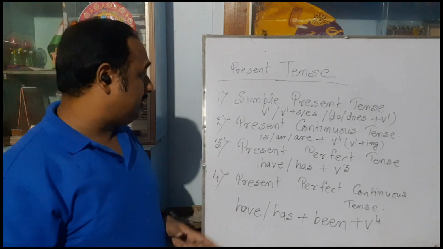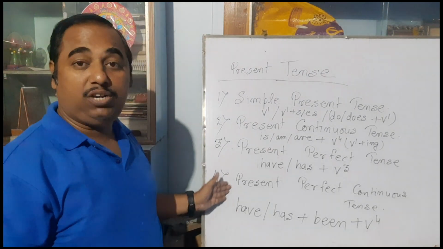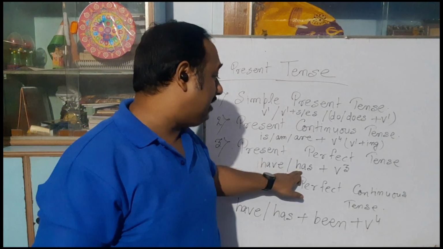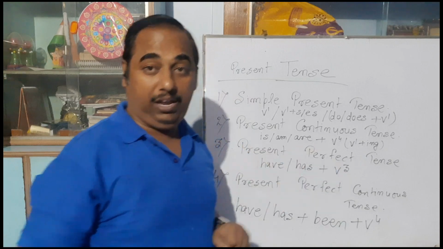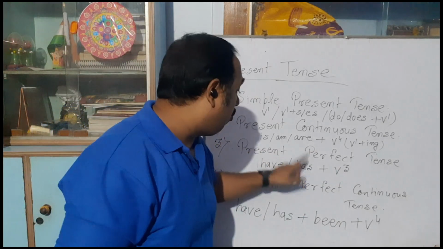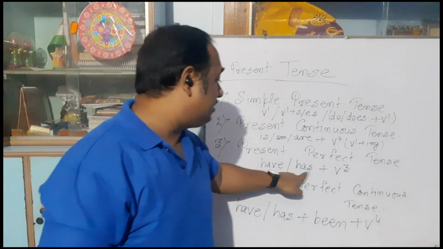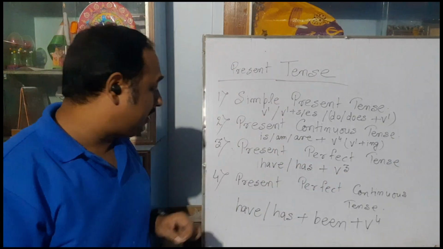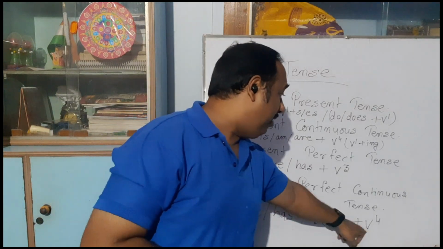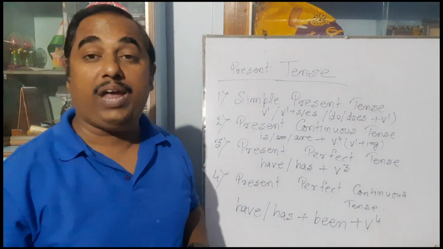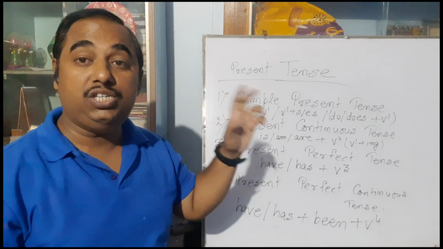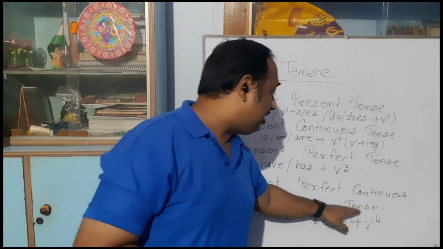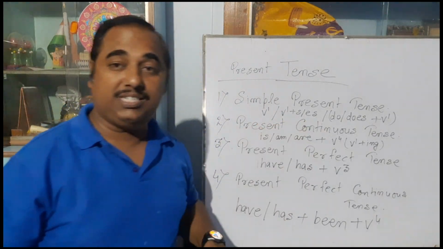Now, what's the difference between present perfect continuous and present perfect? In present perfect, there is have, has, but there is no V4, there is V3. There is no been also. So if there is have, has plus V3, it will be present perfect. But if there is have, has, been, and then V4, not V3, it will be known as present perfect continuous tense. Again, what's the difference between present perfect continuous tense and present continuous tense?